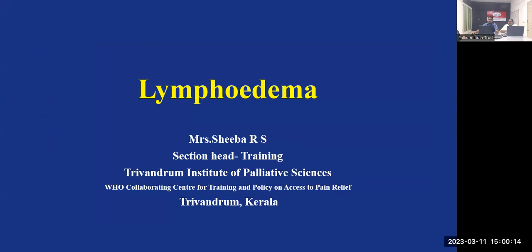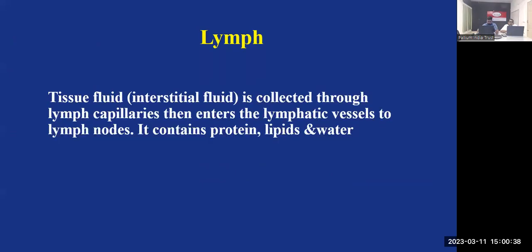So, as I mentioned earlier, lymphedema is related to the lymphatic system. Throughout the lymphatic system, the lymphatic fluid, like lymph, is flowing. Okay. So, before moving to the lymphatic system, we have to learn what is lymph. What is the content of lymph? Okay. So, lymph is a tissue fluid or an interstitial fluid.